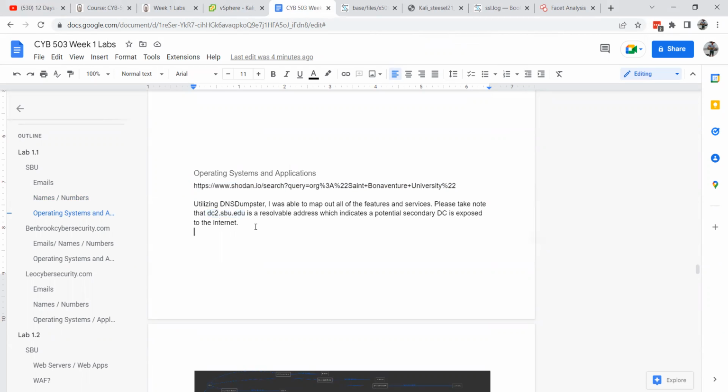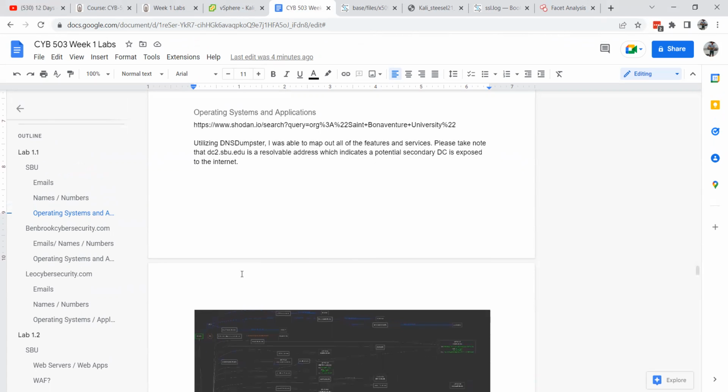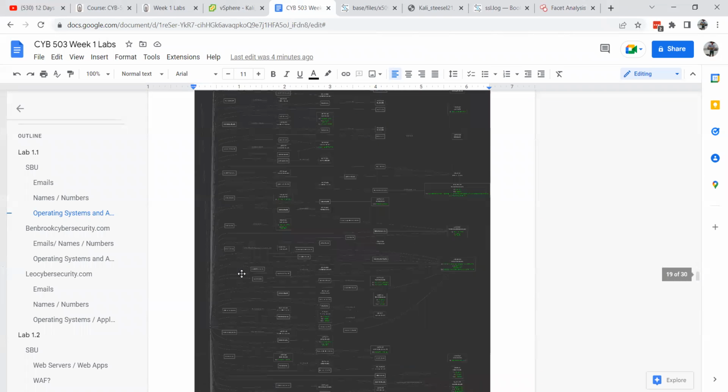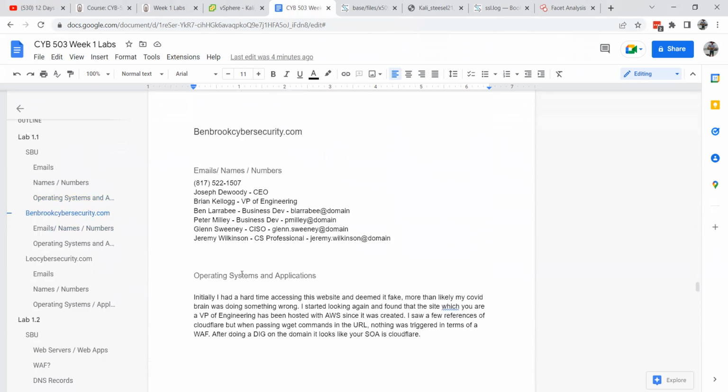One interesting key point, dc2.sbu.edu is resolvable, and I was able to detect open ports on an online Nmap scan, not a local Nmap scan, but yeah, so the school has a domain controller sitting up there, which is idiotic.